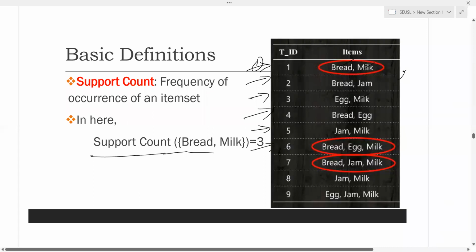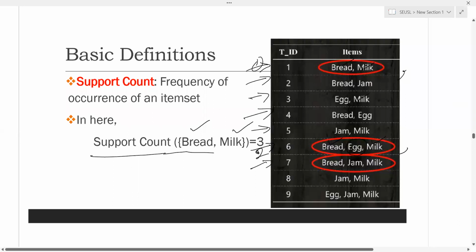What about the sixth one? They have bread and milk. Even if they contain other items, we don't consider those things. We are checking whether these products are there to find out the support count. They also have a lot of other products, but we look at whether these two are included in the transaction. So we need to increase the count by 1. So now the support count is 2.